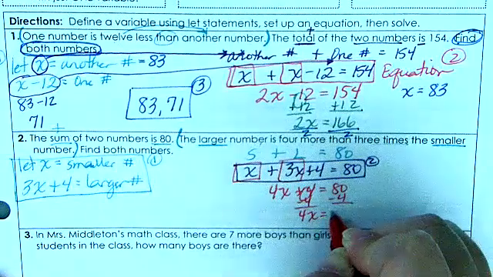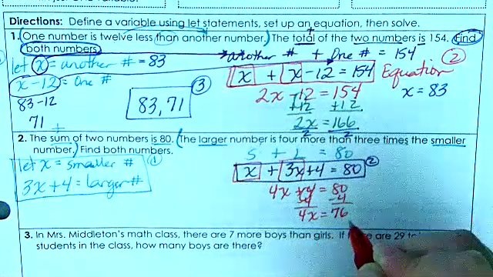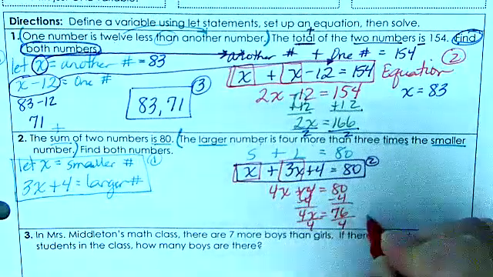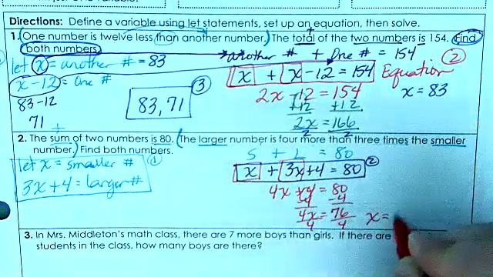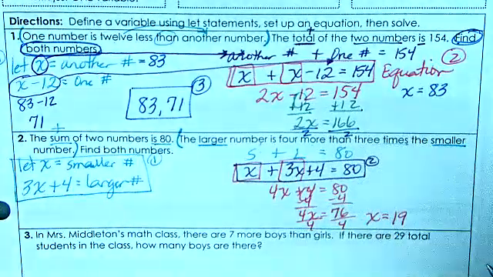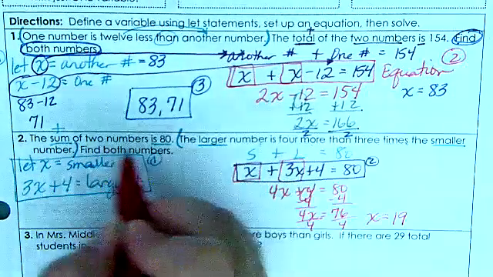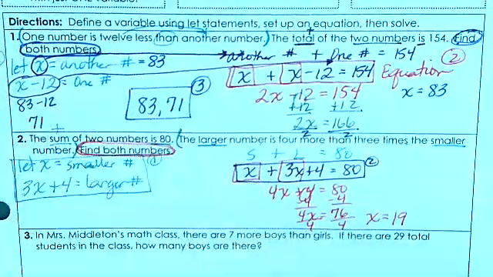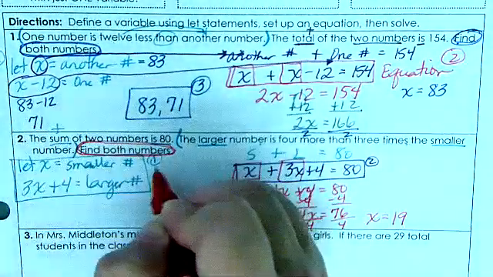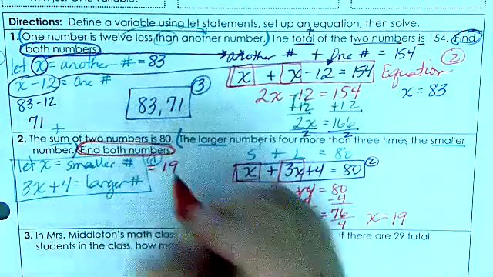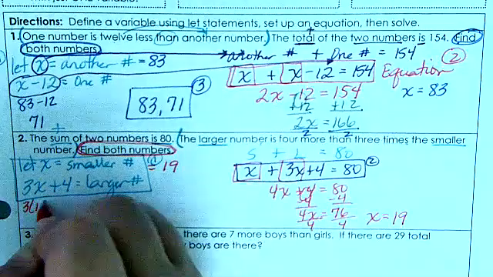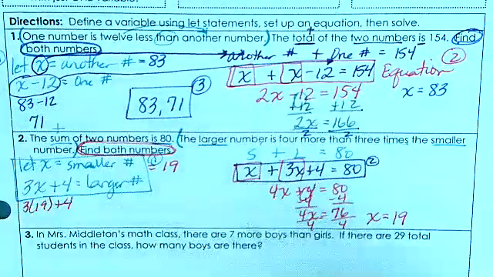4X equals 76. Divide by 4, divide by 4, and X equals 19. Now, notice my question is, again, find both numbers. Well, when I find the X, I've found the smaller one, not both. So now I plug in, and I have 3 times 19 plus 4.